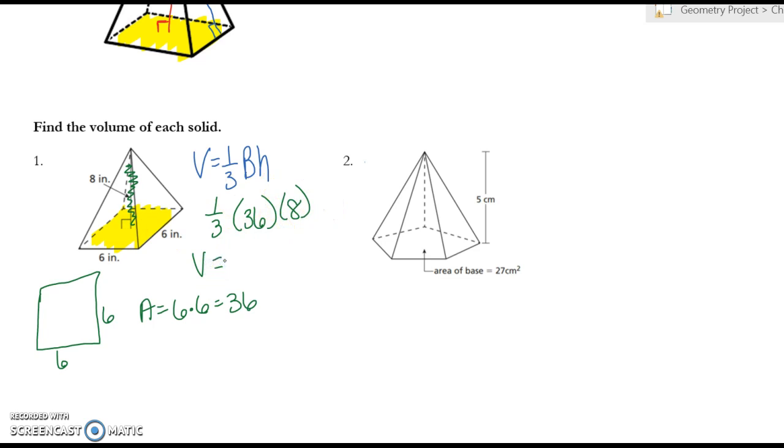And so now I'm going to multiply 36 times 8 divided by 3, and that's 96. So the volume of the pyramid in number 1 is 96 inches cubed.